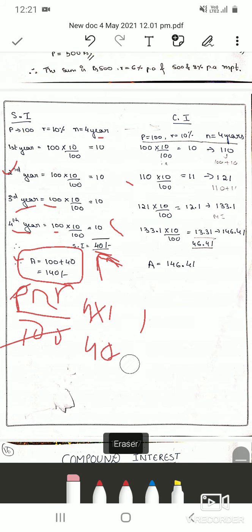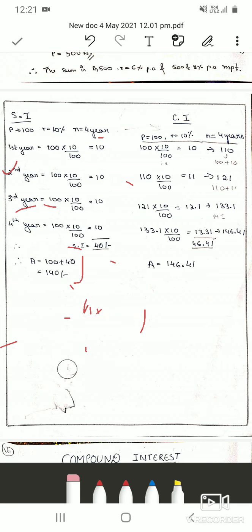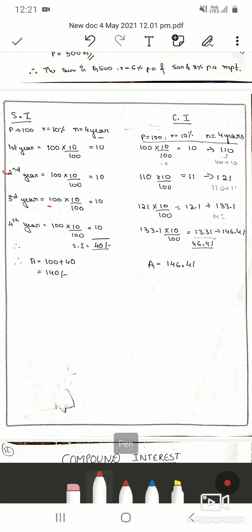Okay. So now in simple interest we got the interest as 40 and the amount to be paid at the end of 4 years is 140 rupees. Now considering the same situation with the same principal amount and same rate of interest for 4 years, we will see what is compound interest. So here P is 100, R is 10%, N is 4 years.